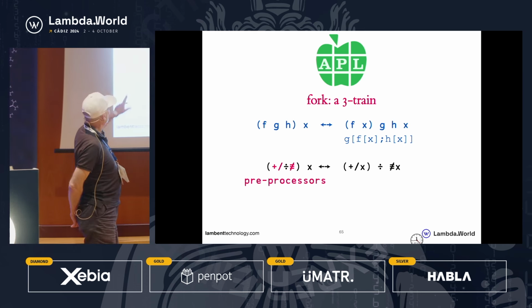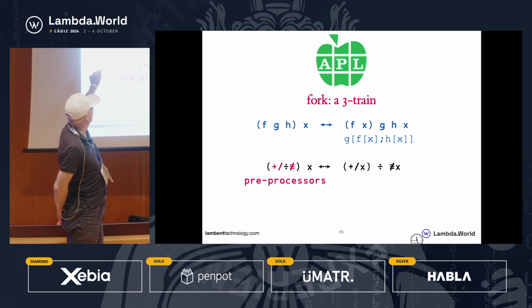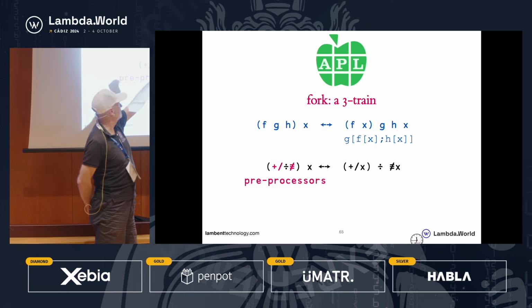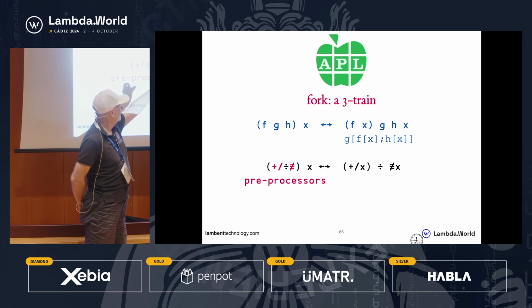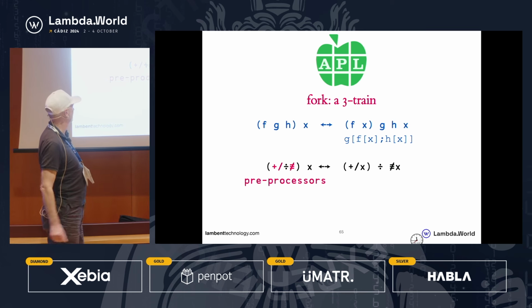Going over that again, here's the syntactical form of the fork. We call it a three-train. So f g h on x is f of x, h of x, and g between them.